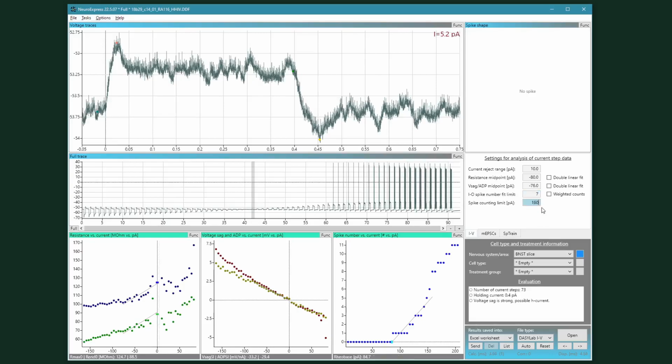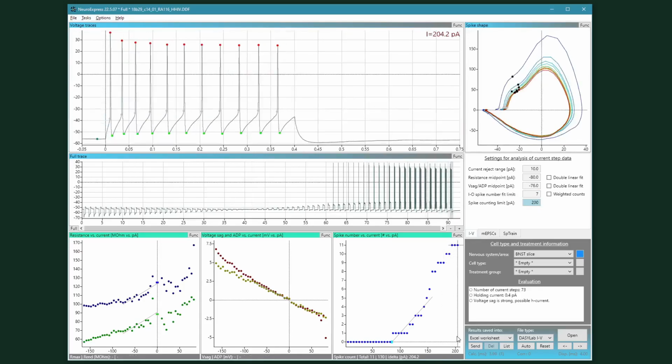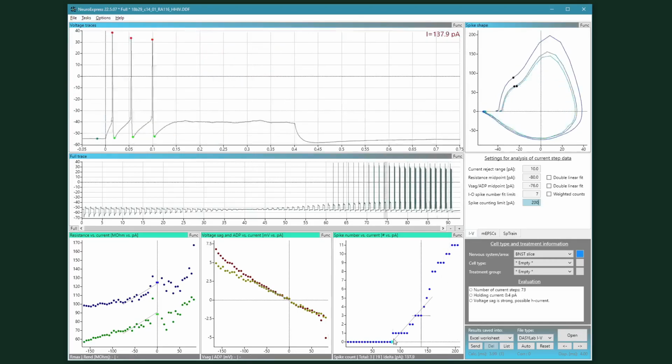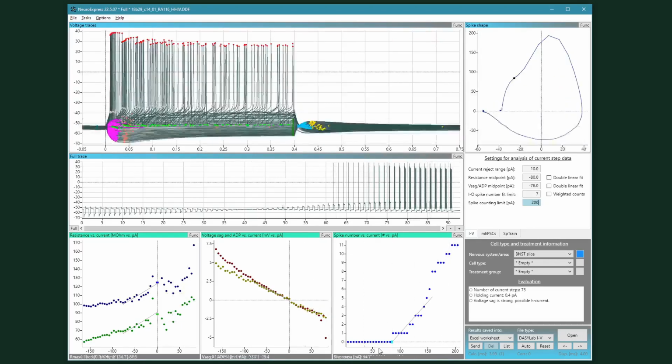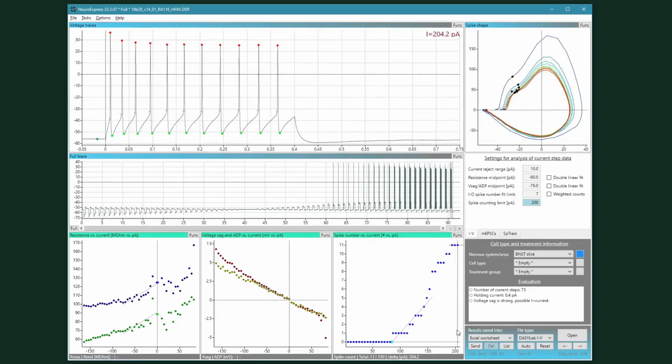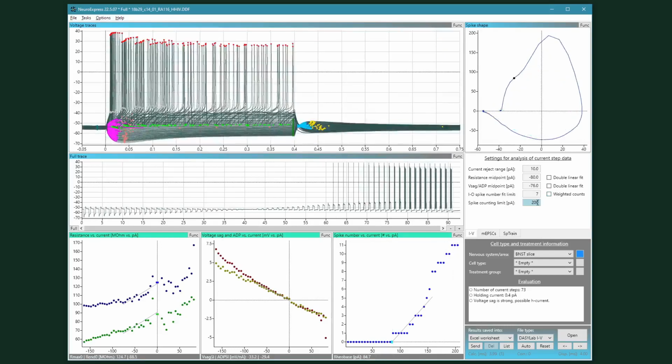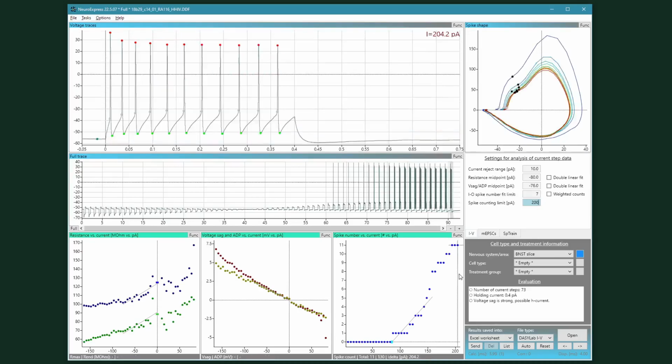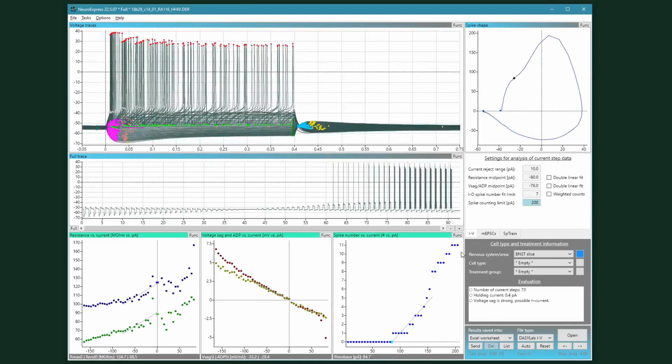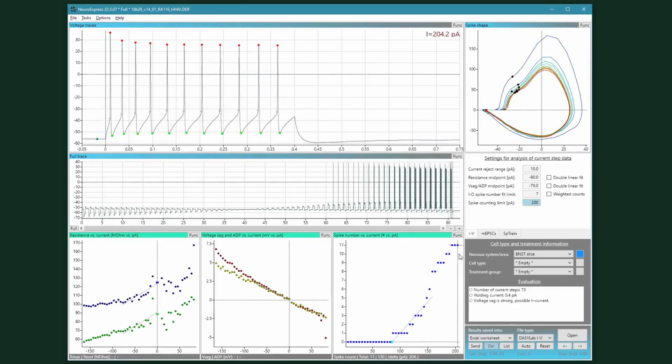Of course this can also be different, but you would like to set this parameter to a level where you actually reach. In this case the current went up to plus 200 picoamps, so I can set this parameter to 200 picoamps, but it would make no sense to make it 300 because I have no data at more positive currents than plus 200 picoamp.